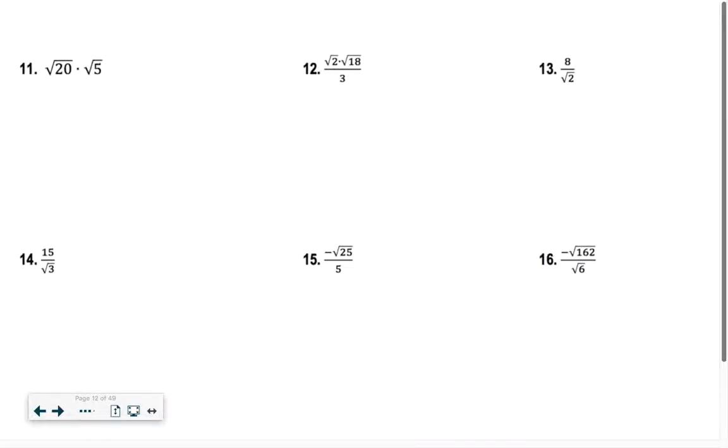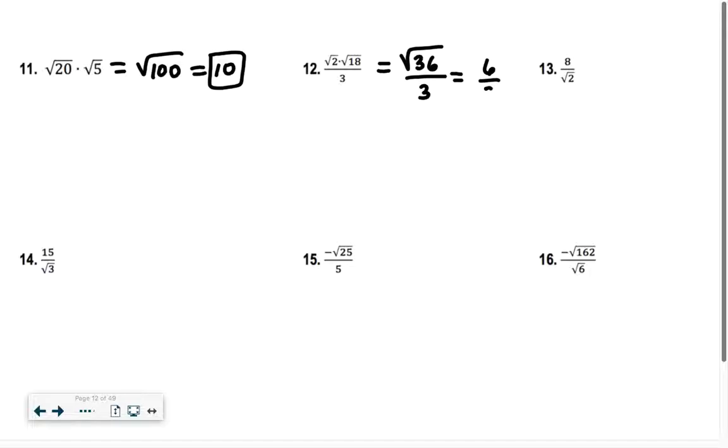this one. So if I have 20 times root 5, okay, you could simplify the root 20, and I could make it 2 root 5, and then multiply by the root 5, or I could combine and say it's the square root of 100. What's the square root of 100? 10. So how about this next one? Root 2 times root 18, square root of 36, right? Over 3. Square root of 36 is 6. 6 over 3 is 2. Done.